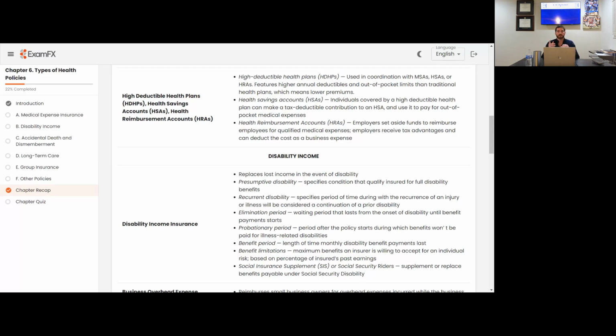So really understand what HDHPs are: high deductible, lower premium. Understand that lever aspect, and just know that that is associated with HSAs and HRAs. Just note that the health savings account, you can build up that health savings account. You're going to get tax deduction contributions to it. And then the health reimbursement accounts, you're just going to be reimbursed by your employer by some money that they set aside.